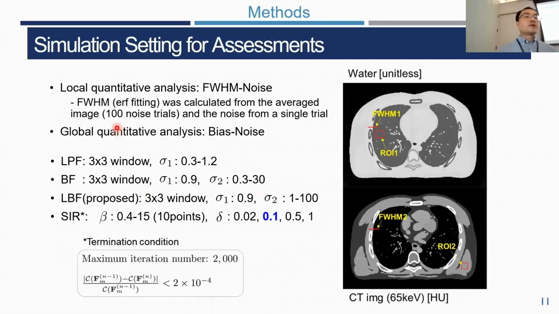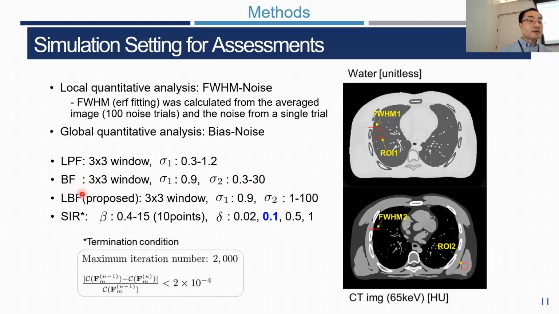So I manually searched the optimal combination to get the synthesized CT image. For assessment, I calculated FWHM from the average image of 100 noise trials for spatial resolution, for water and CT images. I also calculated noise from a single noise trial in different regions of interest, for water and CT images. And I also perform global analysis. I will explain in detail later. I use a 3x3 window for the three neighborhood filters, and I perform a parameter sweep like this.